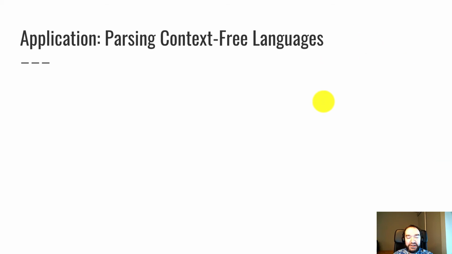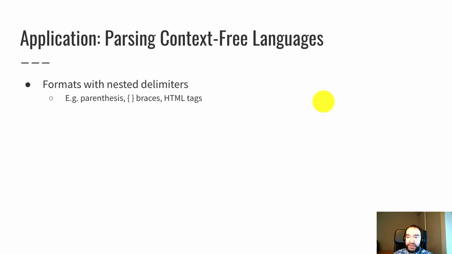Another application is parsing context-free languages. These are data formats with nested delimiters. For example, open and close parentheses, open and close braces, HTML tags. All of these have this format where you start a delimiter and then it needs to be paired off with a close delimiter. So as you know from programming, every time you open a parenthesis, you need to have a corresponding close parenthesis or else the syntax is invalid and the computer doesn't know what you mean.